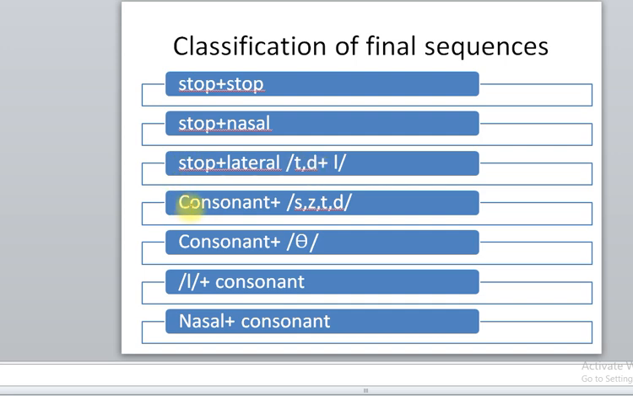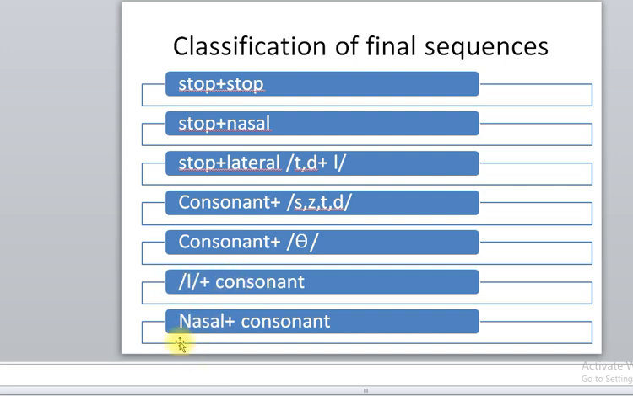Another classification we have is a consonant that is followed by either s, z, t and d. The other case is when we have a consonant followed by th. The other one, L consonant is followed by another consonant.